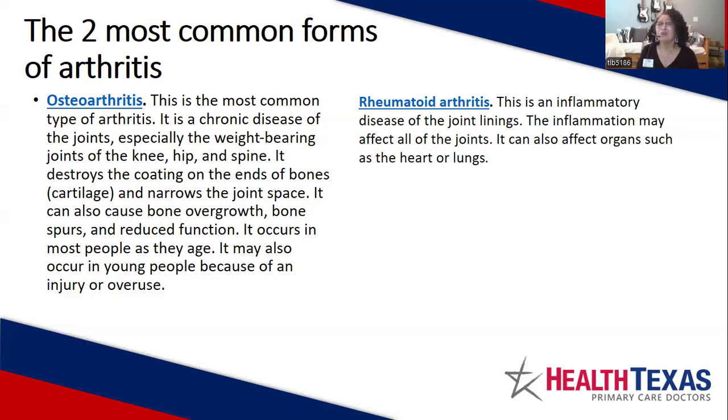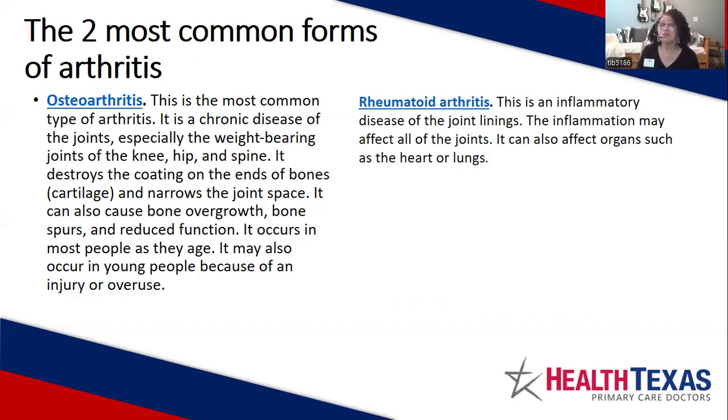The first being osteoarthritis, which is a common type of arthritis that is a disease of the joints, especially the weight-bearing joints of the knees, the hips, and the spine. Of course, our knees, our hips, and our spine are the supportive areas of the body that help to support the full body's weight. Osteoarthritis destroys the coating on the ends of the bones, and it causes a narrowing in the spaces between our joints. It can also cause bone overgrowth, bone spurs, and reduced function. Most people exhibit that reduced function, and a lot of it is because of pain.